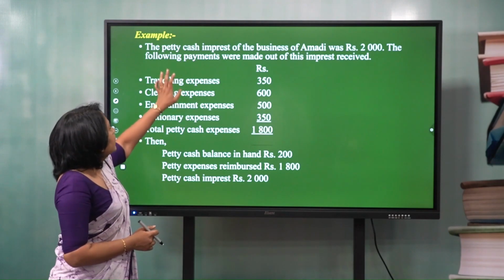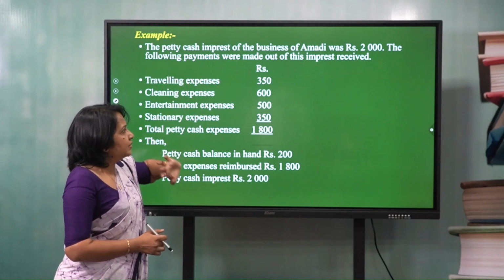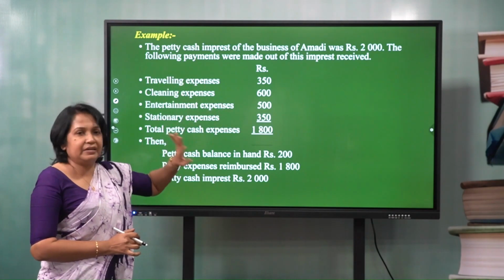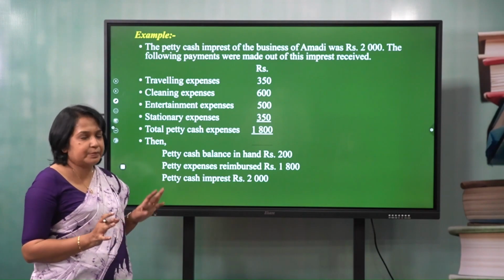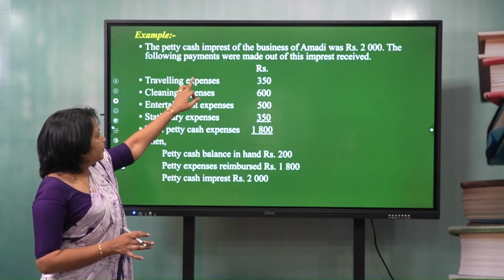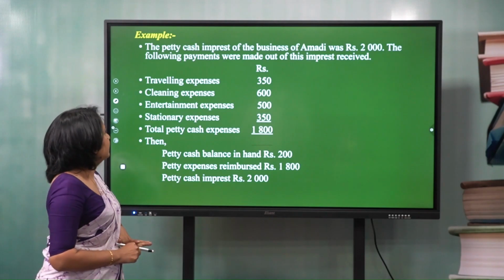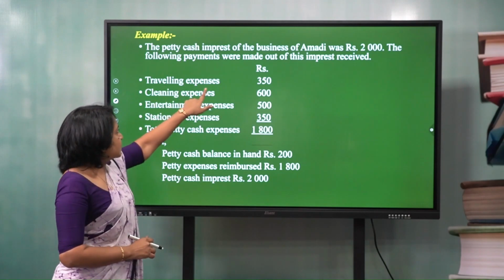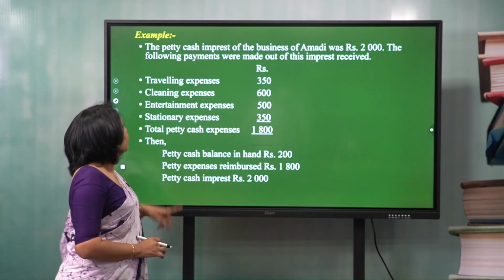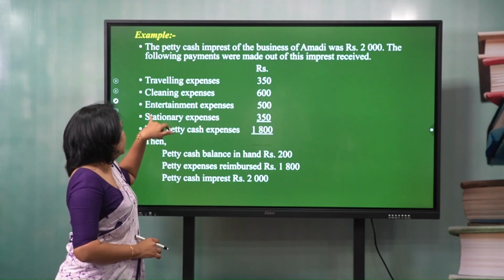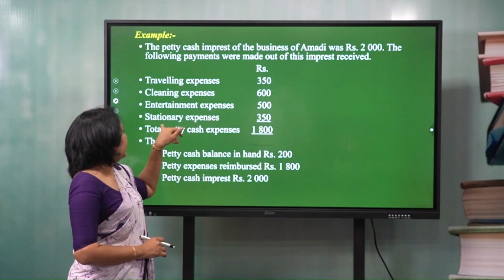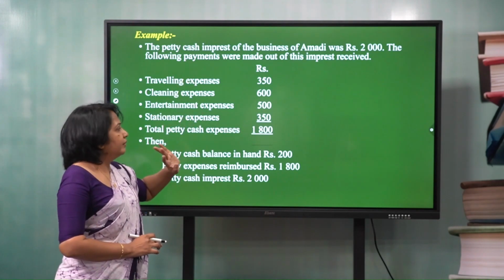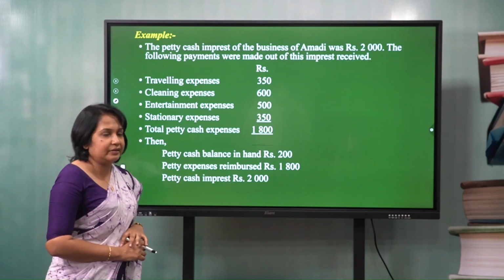Now here they say the petty cash imprest of the business of Amadi was rupees 2,000. That is, the main cashier is giving 2,000 rupees to the petty cashier to spend during the month for petty expenses. The following payments were made out of this imprest received. Now these are the expenses they have done during the period, right? Traveling expenses 350, then cleaning 600, then entertainment 500 and stationery 350. So they have done these expenses during the month, and the total is 1,800.